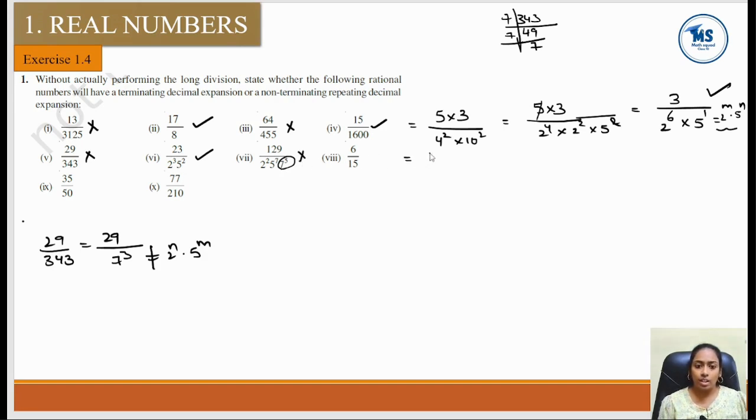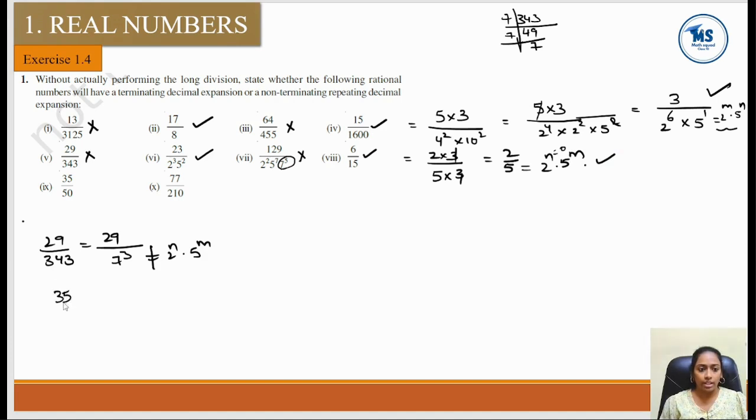6 by 15 I'll do it here. 2 into 3 by 15, I can write it as 5 into 3. 3 gets cancelled, so the simplest form would be 2 by 5. The denominator is in the form of 2 power n into 5 power m, where n is equal to 0. 2 power 0 is 1, so there's no harm in that. So since it is in the form of 2 power n into 5 power m, this is terminating.